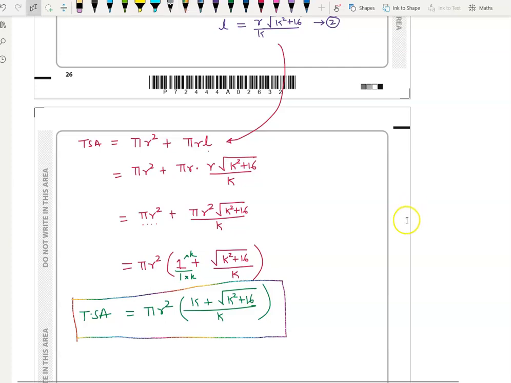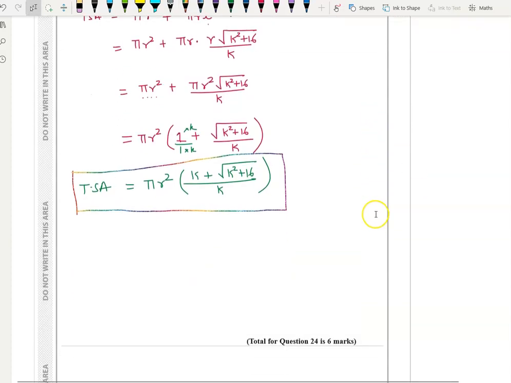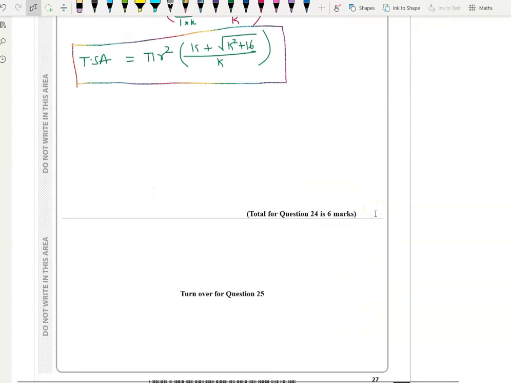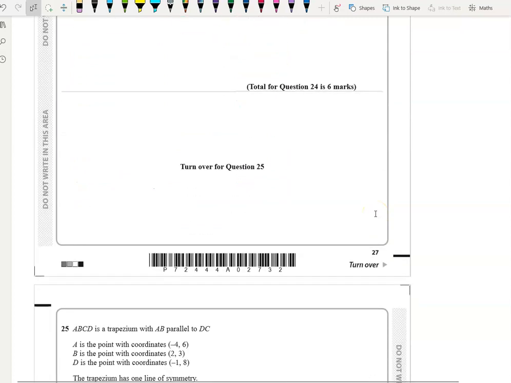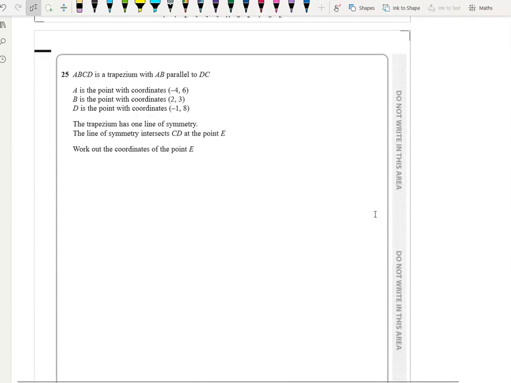Okay. Now moving to the next question. Question number 25. ABCD is a trapezium with AB parallel to DC. Points A, B and D are given. The trapezium has one line of symmetry. It means, okay, it is an isosceles trapezium. The line of symmetry intersects CD at point E. We need to work out the coordinates of point E.